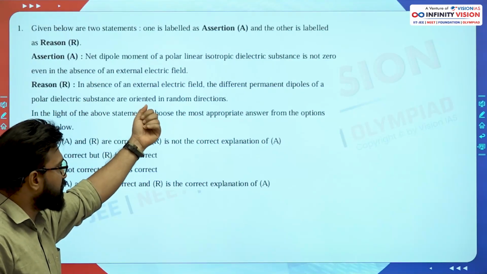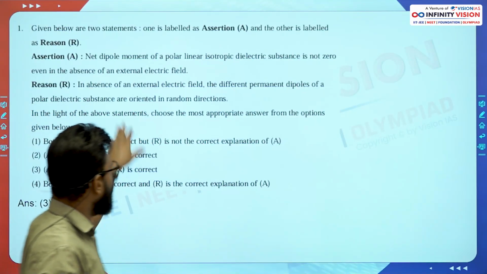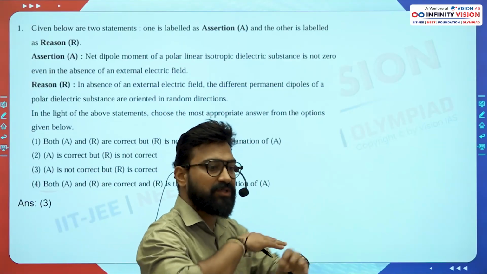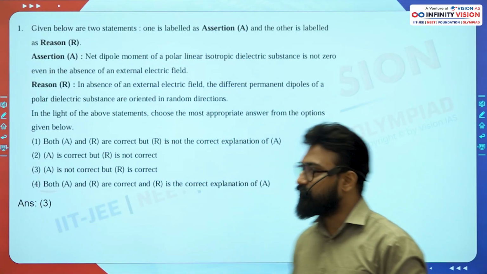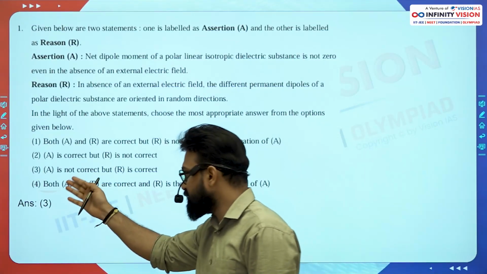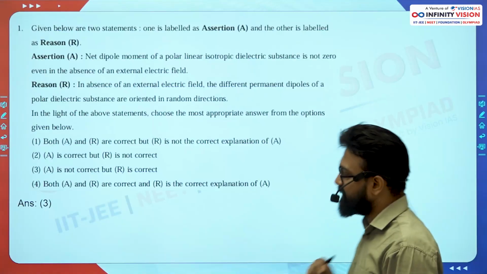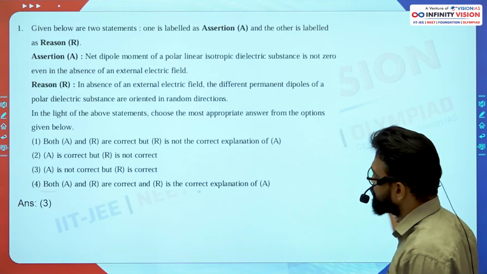that in the absence of electric field, the different permanent dipoles of a polar dielectric substance are oriented in random direction. That means if it is oriented in random direction, then the net dipole moment would be zero. So that means your reason is correct. So the option would be the third option: reason is correct and assertion is not correct.